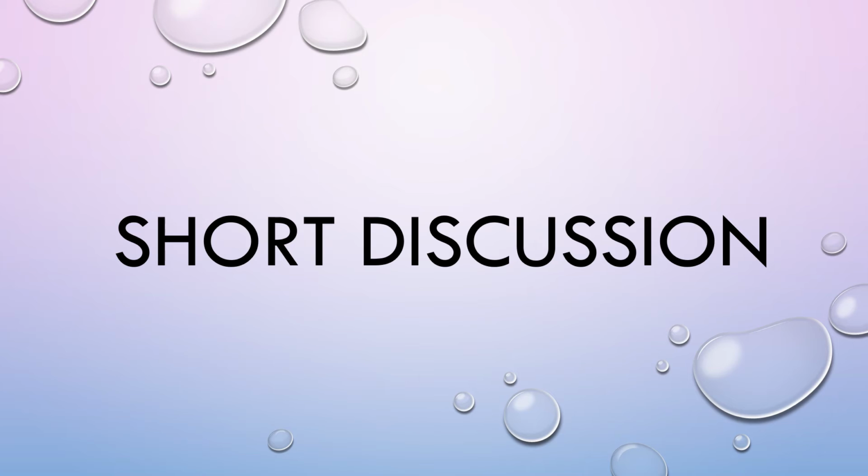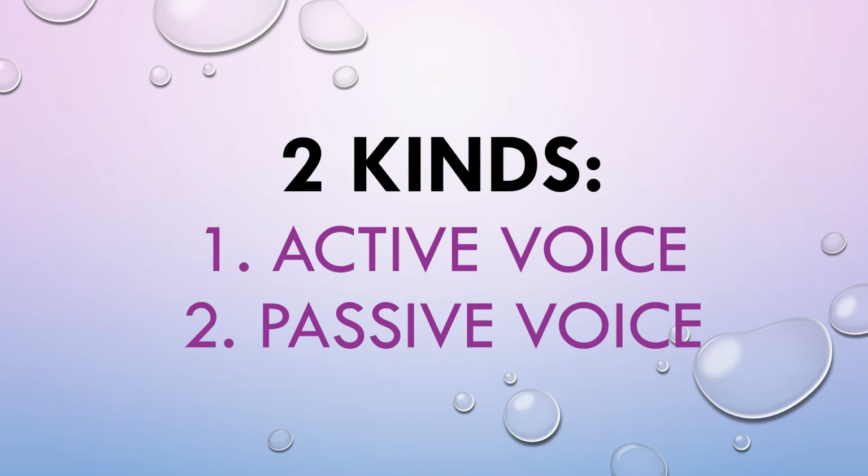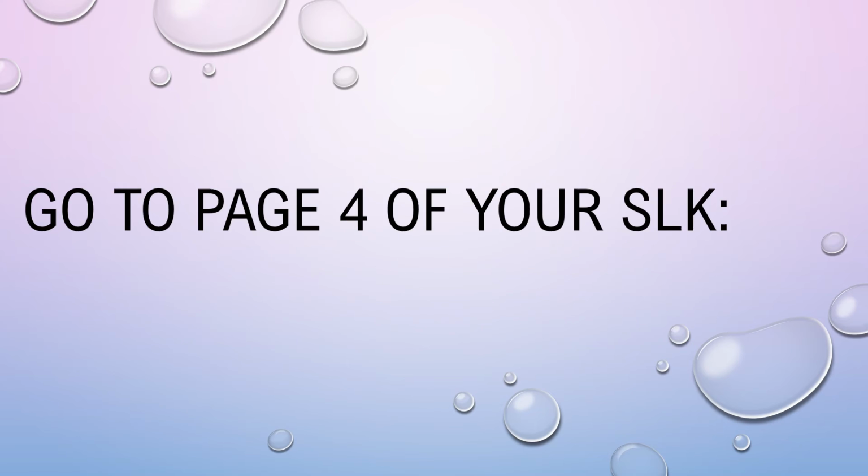Now let's proceed to the short discussion, which is also on page 3. What is the voice of the verb? The voice of the verb is the quality of the verb that shows whether the subject is the doer or receiver of the action. We have two kinds of voices. We have active voice and passive voice.